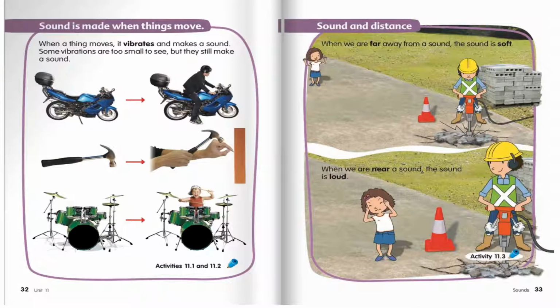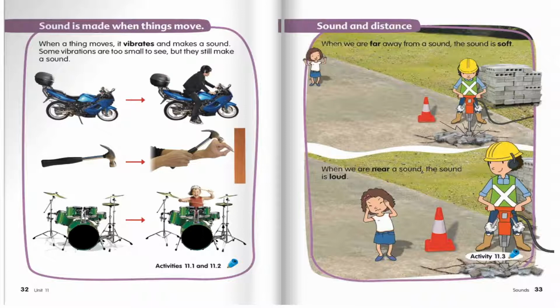So, sound is made when things move. When a thing moves, it vibrates and makes a sound. This is very important. Movement produces vibrations. Vibrations produce sound, right? Some vibrations are too small to see, but they still make a sound. So, if you look at page 32, the pictures that are on the left are not moving. That means that there is no sound. But on the pictures on the right there is movement, so there is sound.